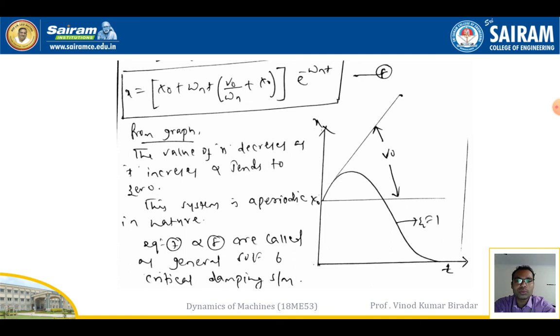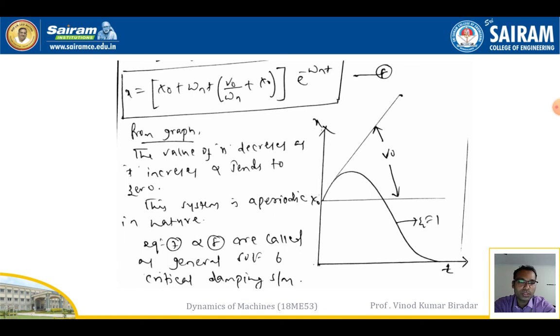What we are going to get from the critical damped system, this is equation number 8. Okay, this equation number 8 is called the critical damped system, that is the response of the critical damped system. Okay, so let me understand from the graph also. From the graph, let us assume the value of x is going to decrease with increasing time. Okay, as time increases, x decreases and tends to 0. Normally it reaches 0 as the value of x decreases as t increases, and tends to 0.